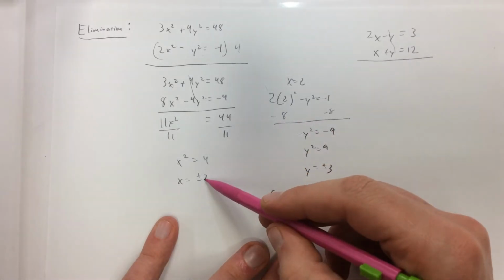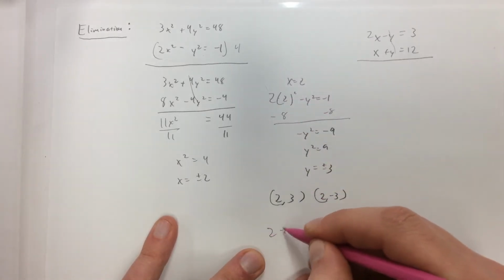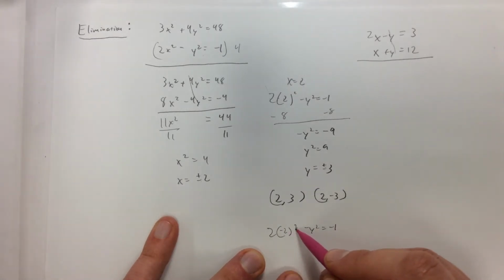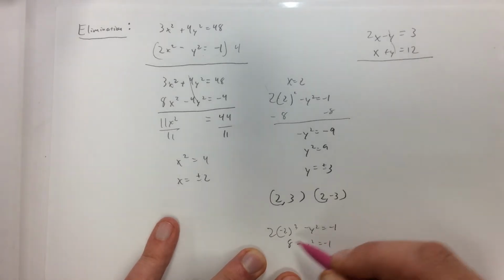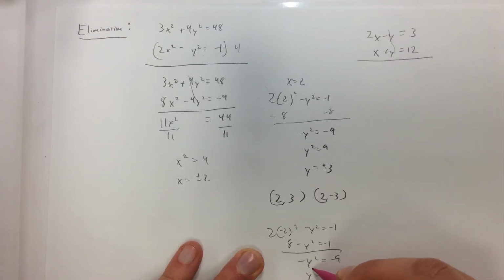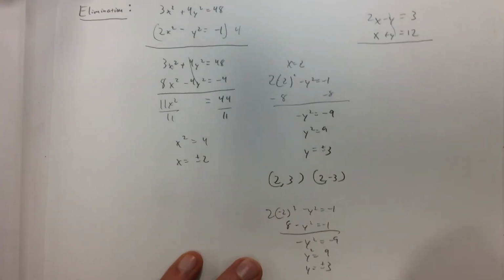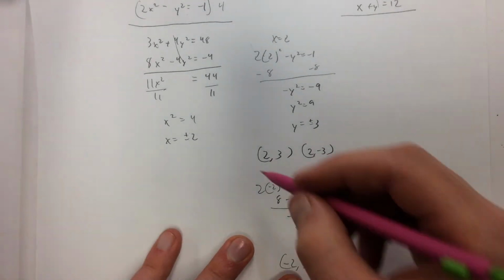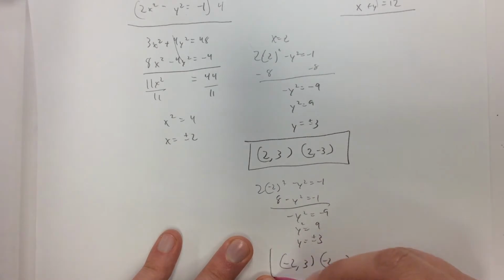Doing the same thing for negative 2, plugging it in here. Well, negative 2 times negative 2 will give me 4, 8. And this is just going to give me the same answer as the other one. Plus or minus 3, so negative 2, 3, and negative 2, negative 3. So I have 4 different answers for this.